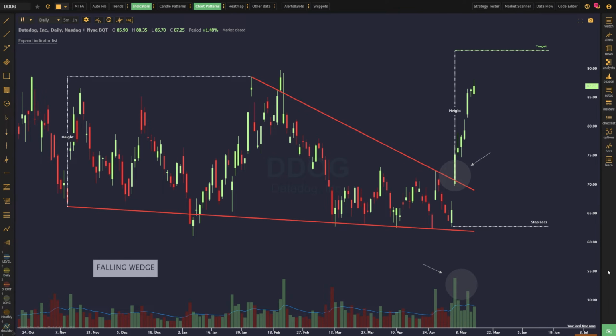Next, we have falling wedges. Falling wedges are characterized by converging trend lines connecting lower lows and lower highs. They can form during both downtrends and uptrends, but are typically considered a bullish reversal pattern when formed during a downtrend.